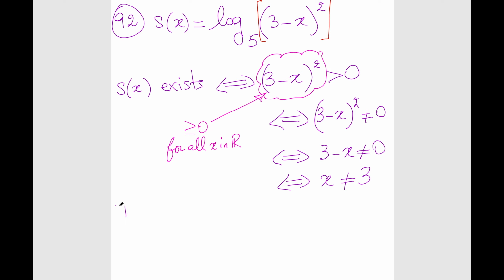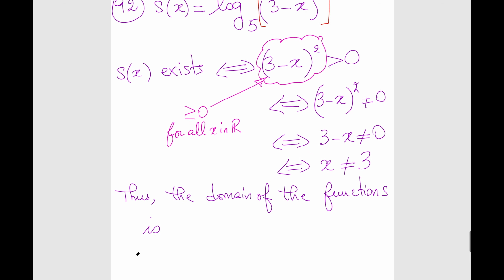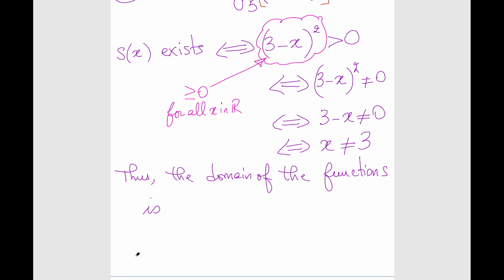So thus the domain of the function S is, if you want to write it in interval notation, it means all real numbers except 3. So you're going to go minus infinity to 3, skip that 3, and take the union with all the elements that are bigger than 3.